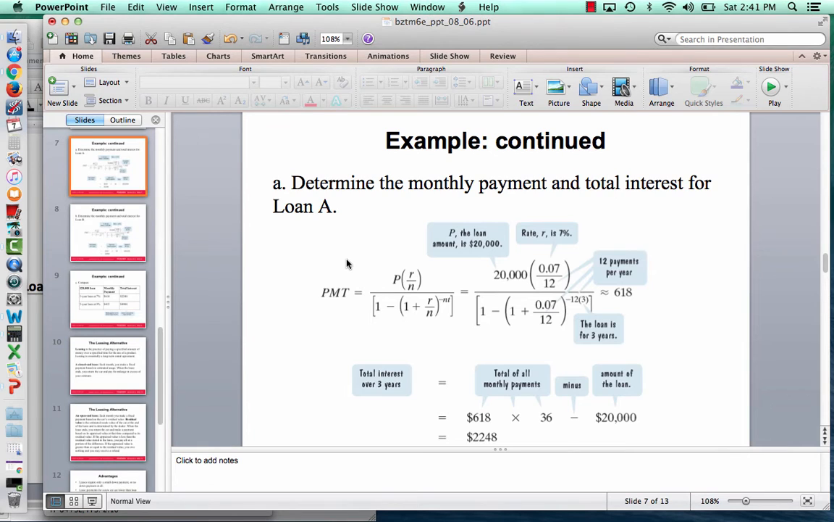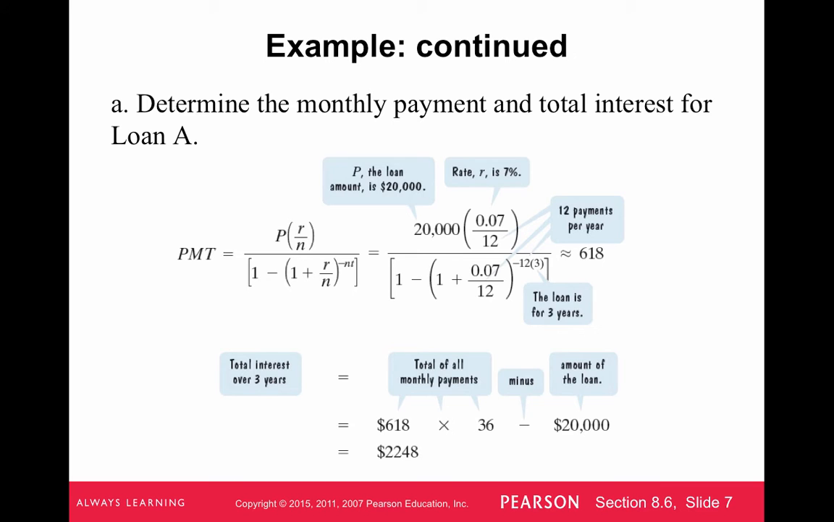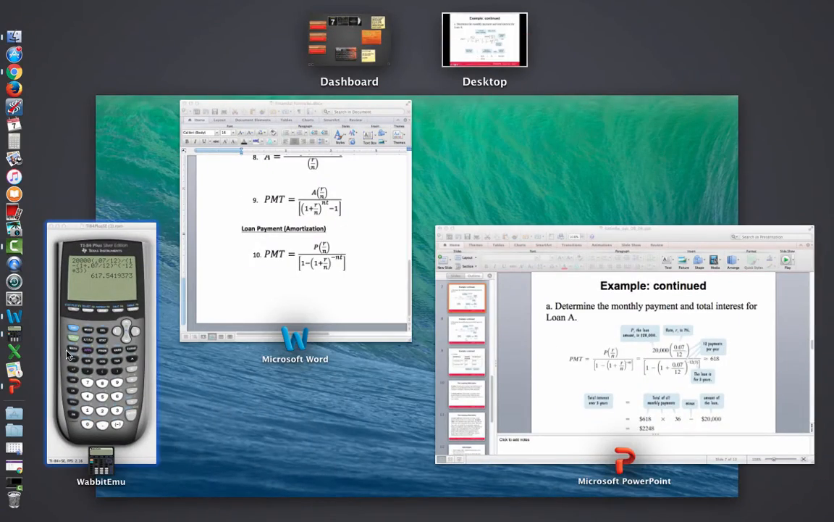Then the second part that they're doing in this slide is to figure out the interest. Now remember, the interest is we're making this payment every month for 3 years. So 618, they didn't show the times 12 times 3, but 12 times 3 is 36. So 618 times 12 times 3 gives us, they're not even showing the work here, so let me show you.